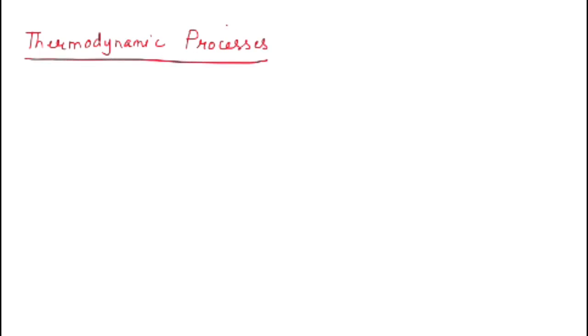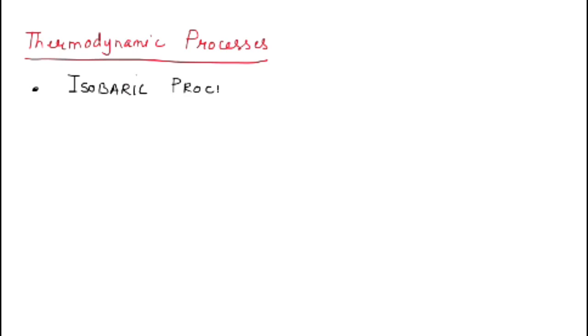Now, as we have discussed, a system has thermodynamic variables. Suppose we have a system whose variables are P1 and V1. If after a certain time it changes from one equilibrium state to another, suppose P2 V2, then the system is said to undergo a thermodynamic process. Now we are going to discuss the different thermodynamic processes.